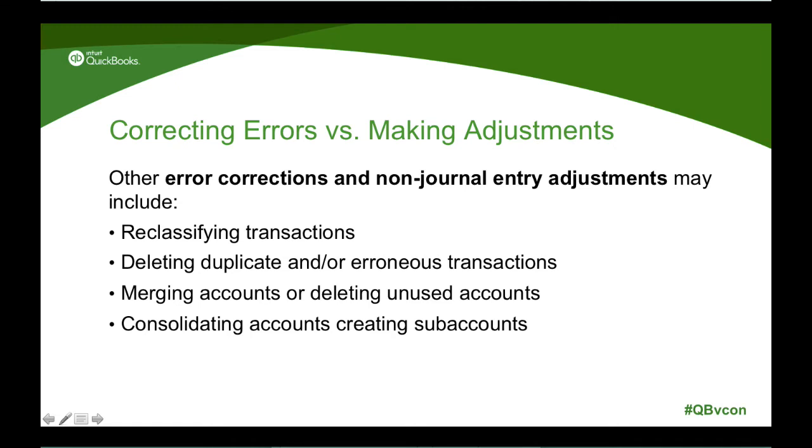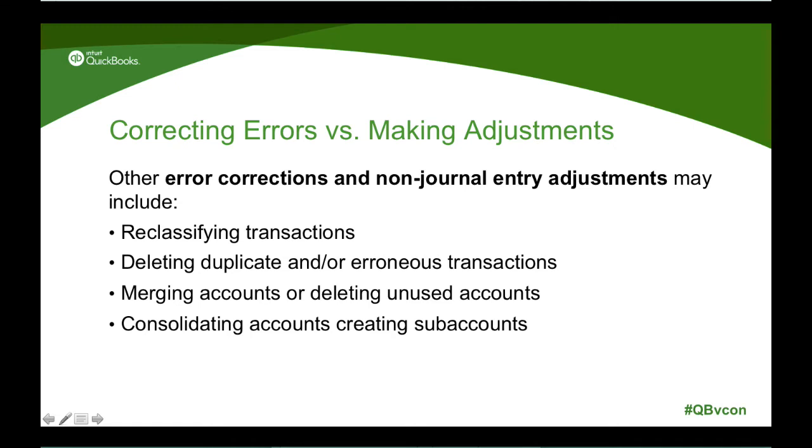Deleting any duplicate or erroneous transactions, so things that didn't clear the bank that are not real, deleting those, merging accounts or redundant accounts, and that sort of thing. That's also something we do as a client correction. And finally, consolidating accounts into sub-accounts. If, for example, we have parking and tolls sitting there as a parent account, and we have an auto expense or auto and truck expense, moving that into a sub-account to sort of clean those books up. So that's sort of the world of making corrections.